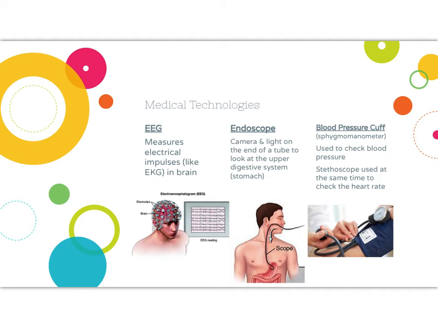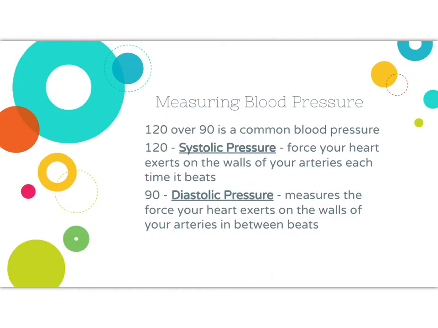A blood pressure cuff, or sphygmomanometer, big word, is used to check blood pressure. A stethoscope is used at the same time to check heart rate. So our typical blood cuff is all I would reference it as. I'm not going to use this word again. So how do we measure blood pressure?